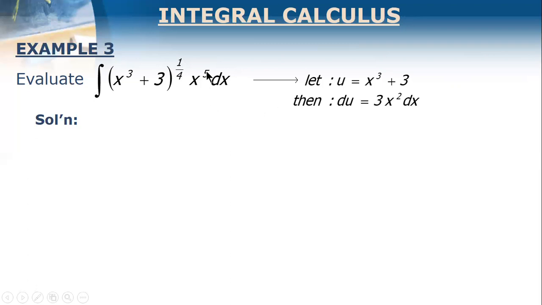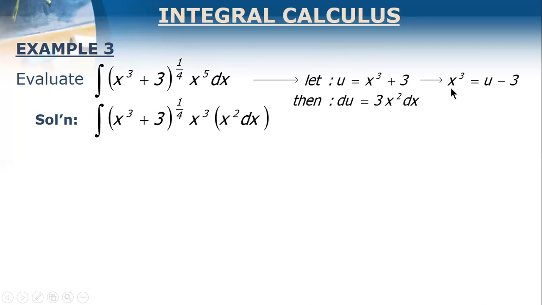Now, we have x raised to 5 and we only have x squared. So we still have x cubed. Okay. If we rearrange or simplify, x raised to 5, we just break it into x cubed and x squared. So that x squared dx is du over 3. Just divide by 3. So this is du over 3, and this is u raised to 1 over 4, and x cubed is the problem. But from this one, we can solve for x cubed, and that is u minus 3. And so we're going to substitute this one here.